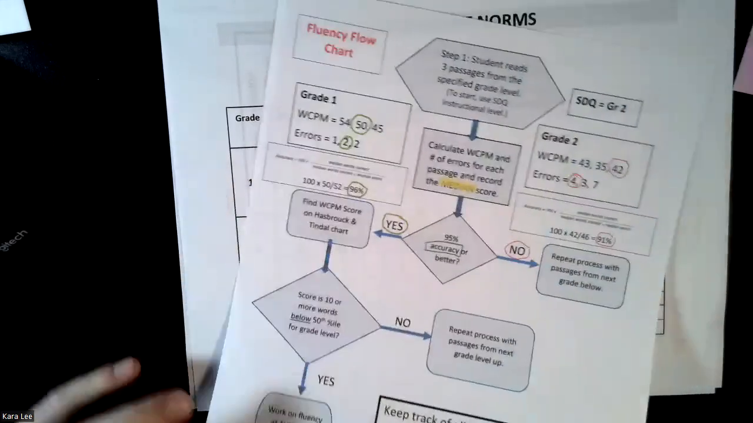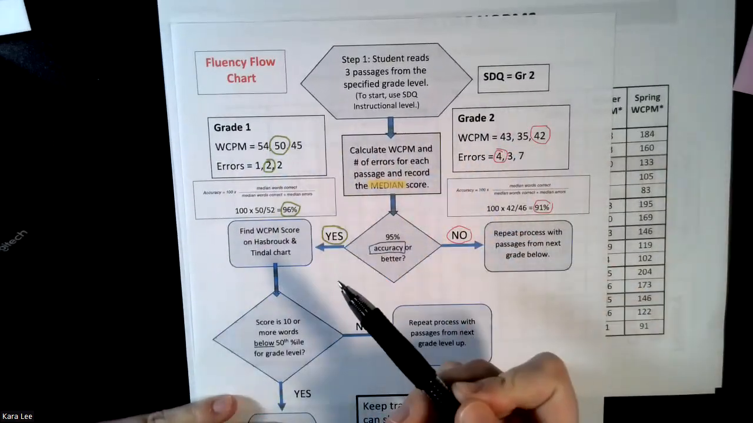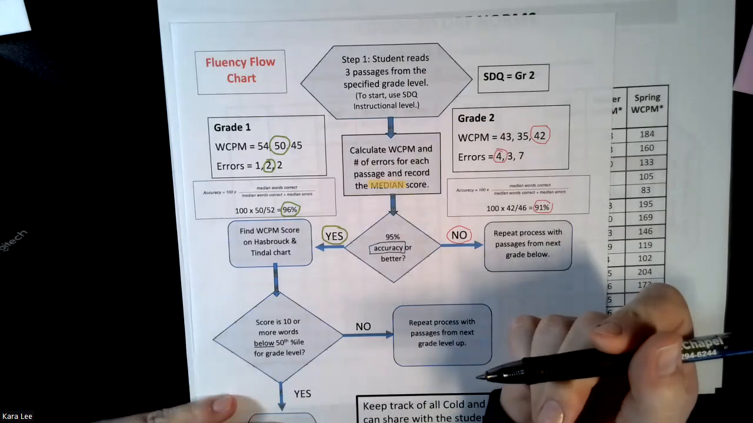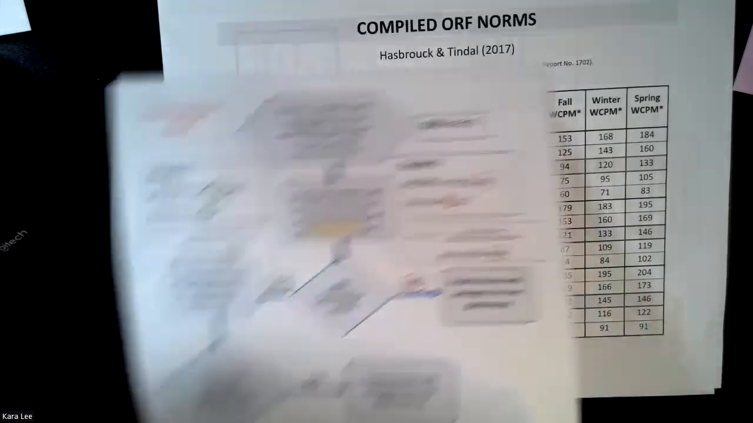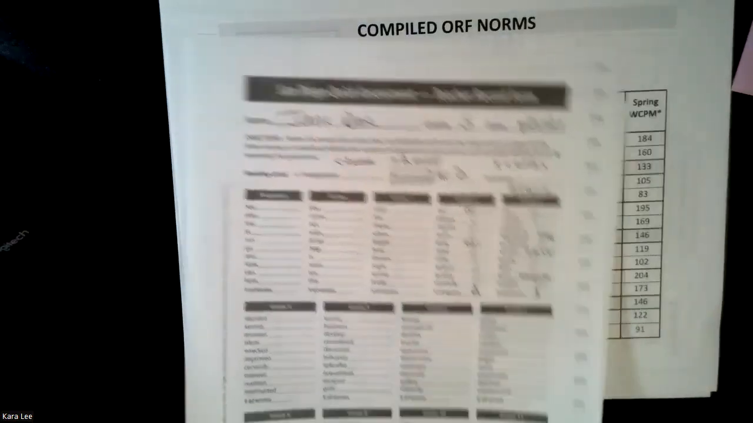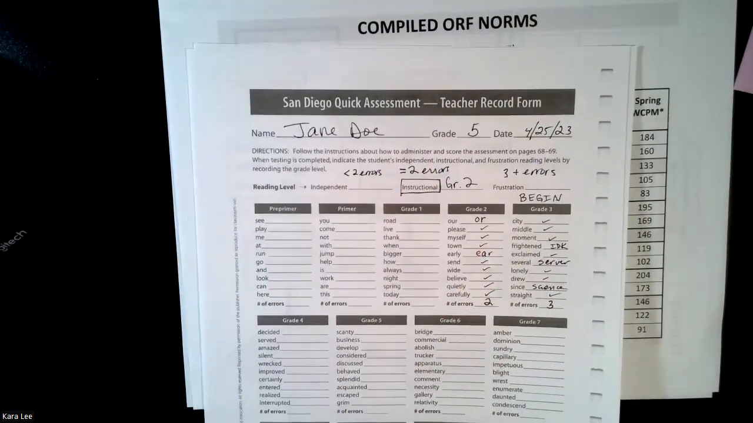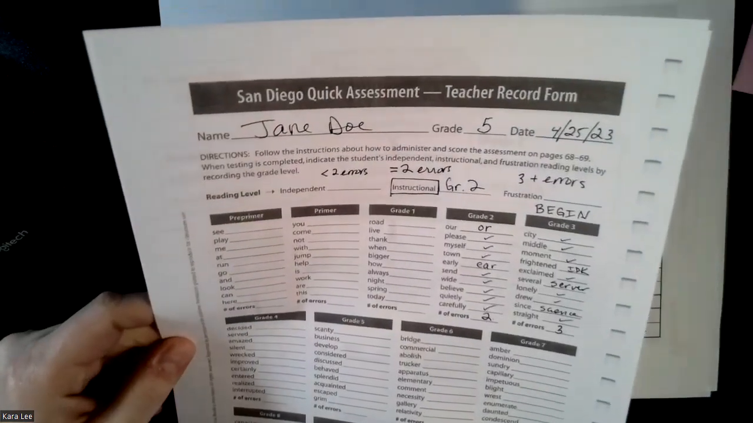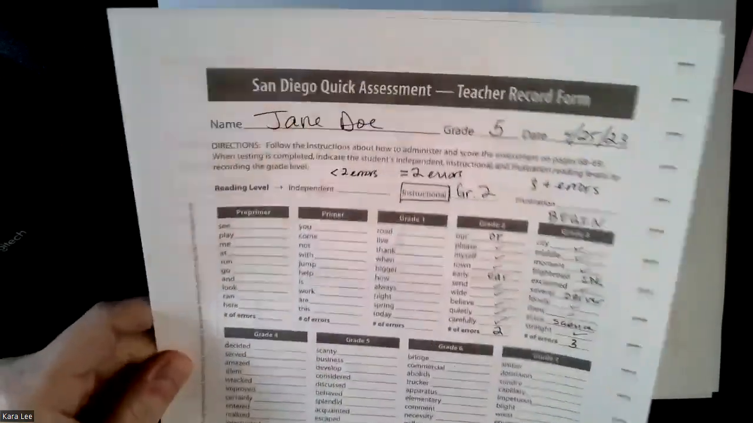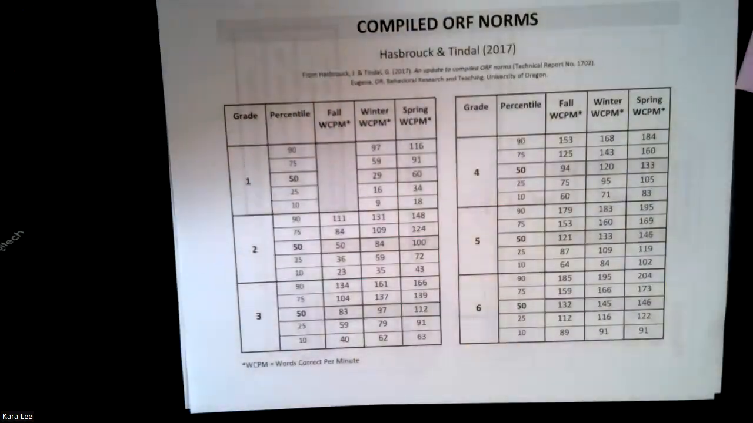So I had to do 2 sets of probes for this particular student. That is absolutely fine. Again, remember that the San Diego Quick was my starting point. Imagine if I had tried to have this kid, because they're in 5th grade, imagine if I would have asked Jane to read 3 5th grade level passages. Well, that would have been probably a little bit torturous for her and me, right? So the only reason we do the San Diego Quick is to give us an idea of where to start with our oral reading passages.